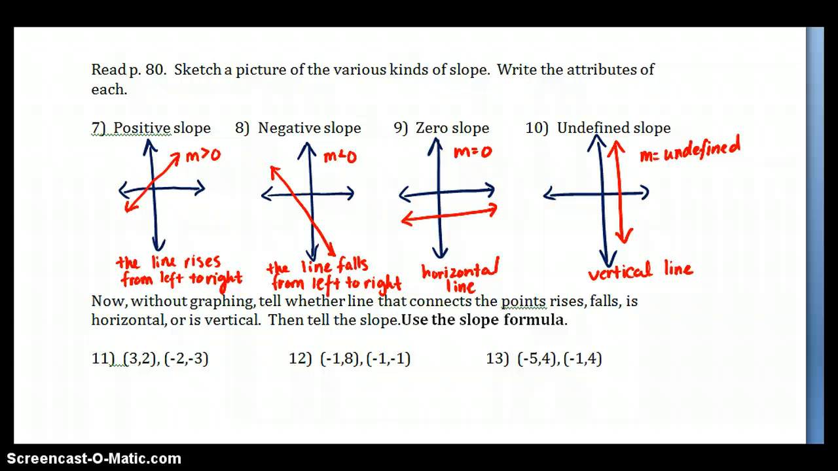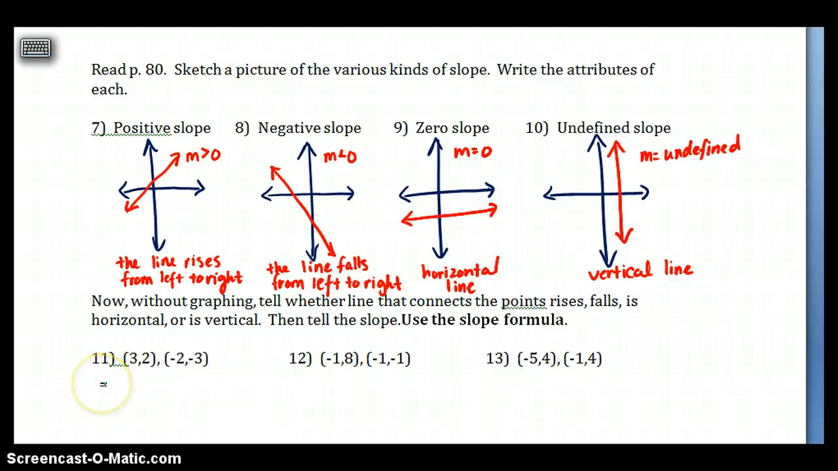Okay, so negative slope, the line falls from left to right, and your slope is less than 0. 0 slope will be a horizontal line, and m equals 0. And then the last one is an undefined slope, which is a vertical line, and so m would be undefined.